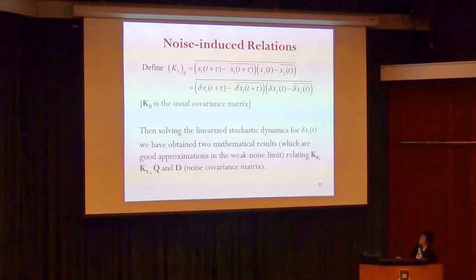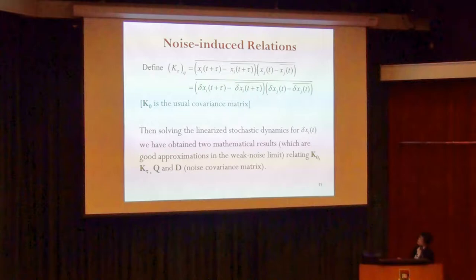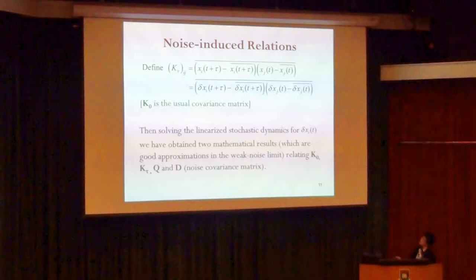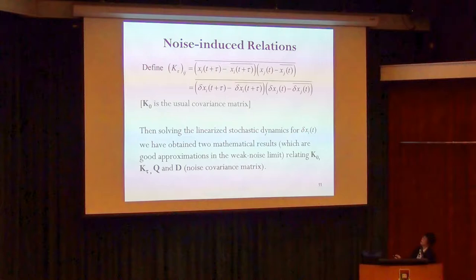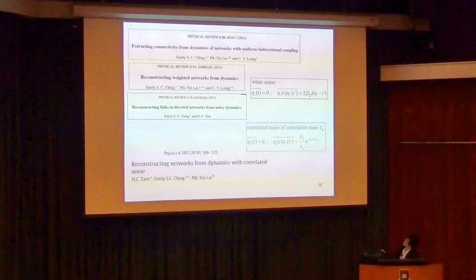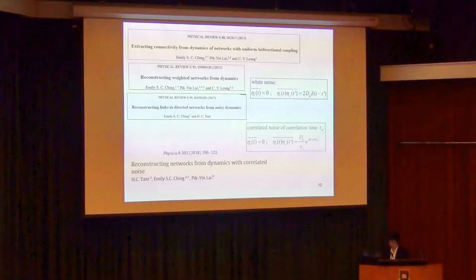So now I want to tell you that K(tau) is important in general. We just solve, as I just mentioned, this linearized stochastic dynamics, and we will get relations, or exact results, for the linear system. Exactly, relating K(0), the usual covariance matrix where the two are measured at the same time, and K(tau) at a finite tau, and the Q, remember the Q, the matrix that contains the Gij, Aij that we are interested in, and then this D. I didn't explain it more: when I define the noise, this D is the noise matrix, if you wish. It's just the covariance of the noise magnitude at different nodes. So we will get results relating these four quantities in general.